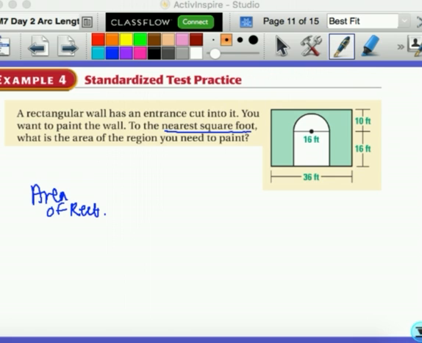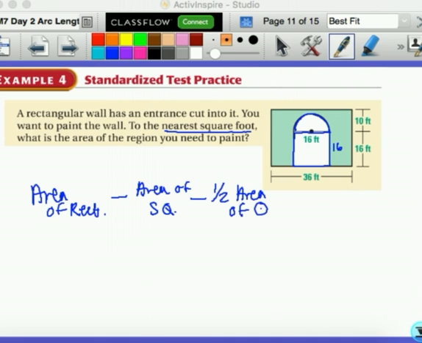So I notice that there's this figure right here that has been cut out. That's 16 across the top and 16 across the side, so that's a square. So from that rectangle, I'm going to subtract the area of the square. And then from that, I also have a semicircle here, or a half circle, so I'm going to subtract half the area of the circle.